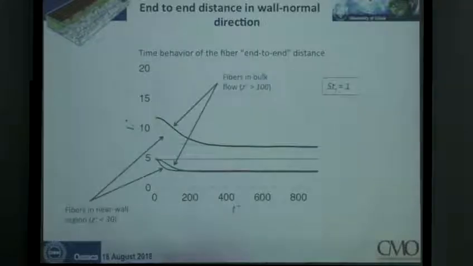Now we also investigated the time behavior of the end-to-end distance, considering again different fluid slabs. So here you see again the fibers with different elongation. Here the green curve corresponds to long fibers in the near-wall region, whereas the black curve corresponds to the same fibers in the bulk of the flow. And here we have done the same distinction for shorter fibers. This is for low inertia fibers.